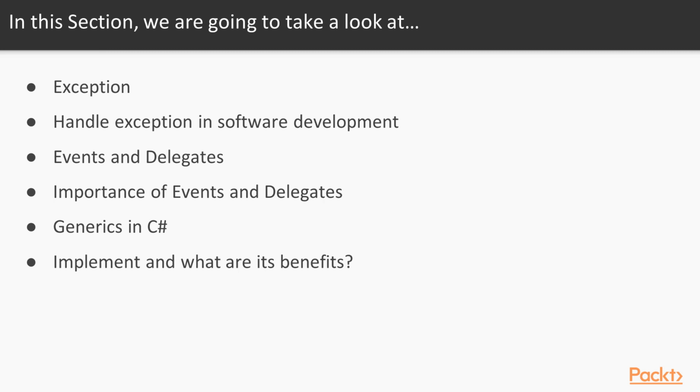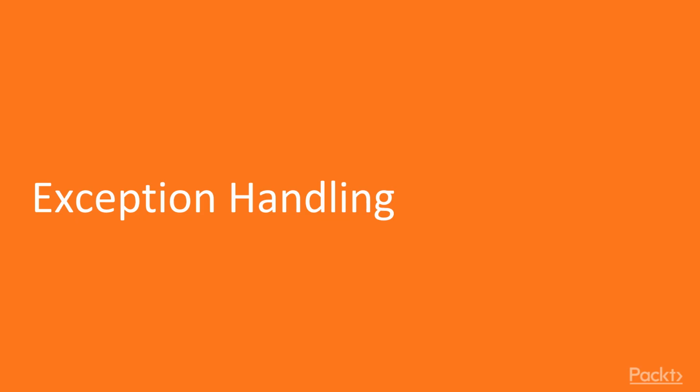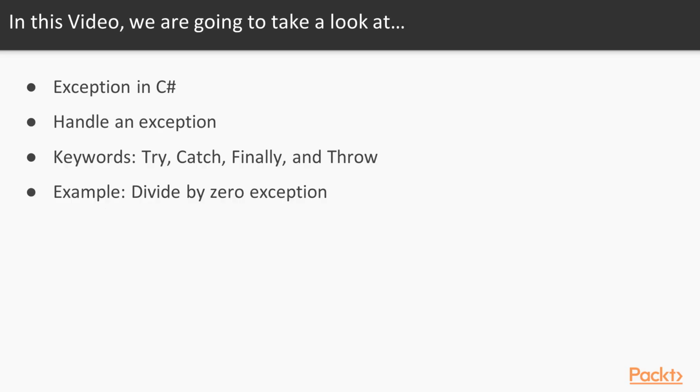And then we will talk about generics in C#, why these are so important in software development, how we can implement them, and what are the benefits. Exception handling. In this video, we will talk about exception in C#, how we can handle an exception, the important keywords of exception handling. We will also write an example code where we will handle an exception.